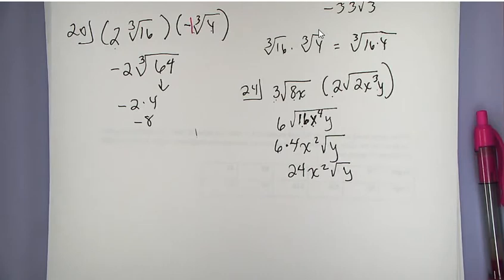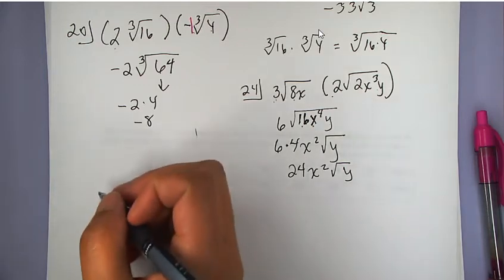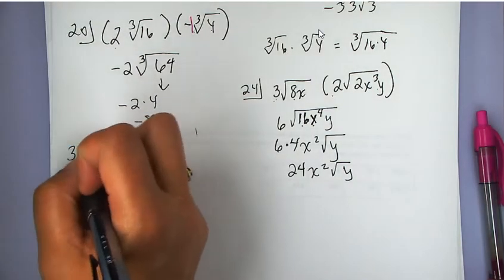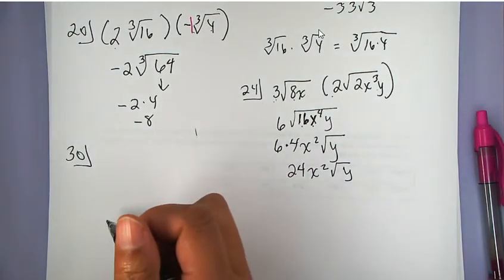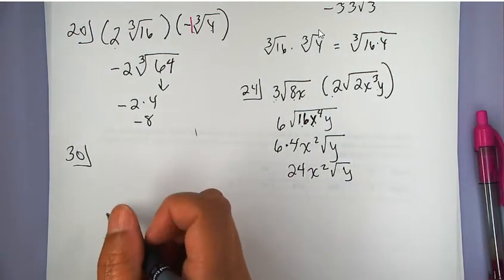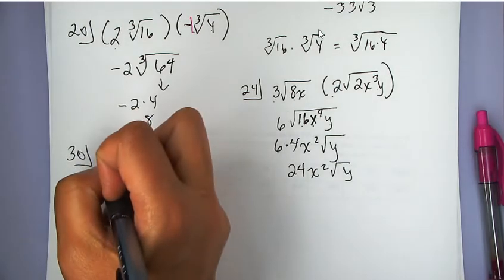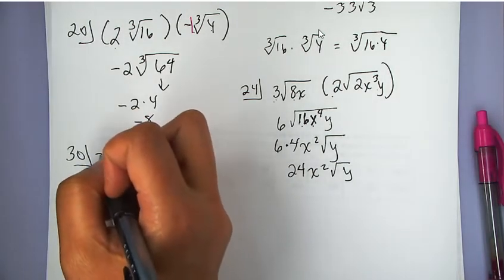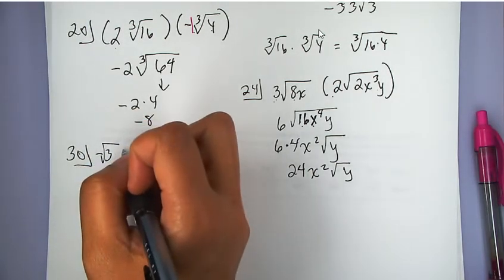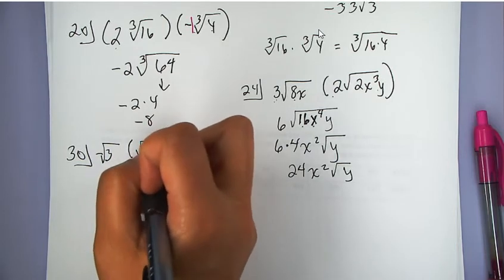So a negative square root of 3 times the square root of 7 is a negative square root of 21. A negative square root of 3 times negative square root of 15 is a positive square root of 45. Now we simplify. Can you simplify 21? Well, 21 is 3 times 7. There's no perfect square for 3 and 7, so that doesn't work.